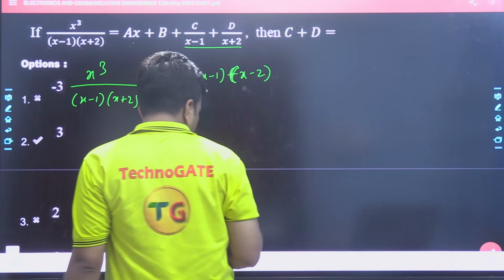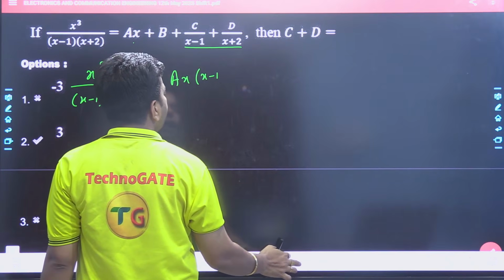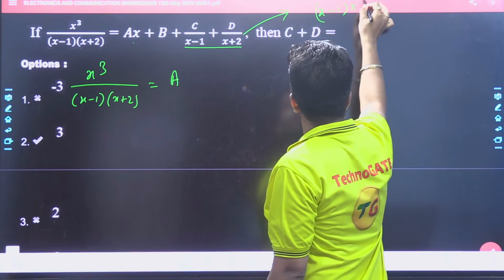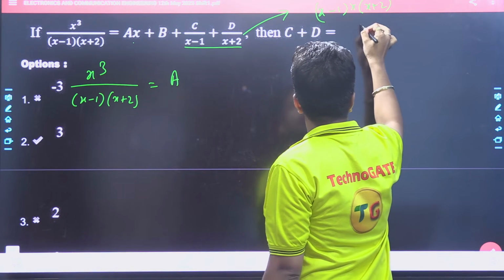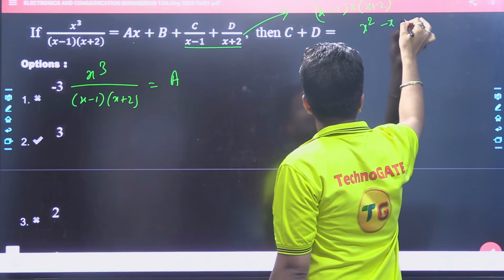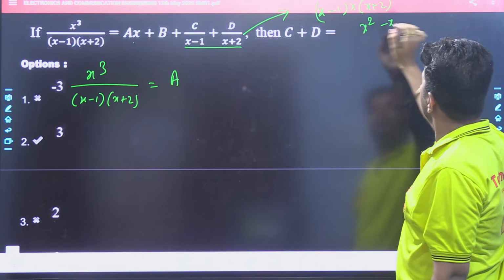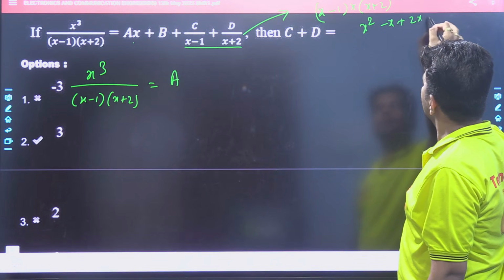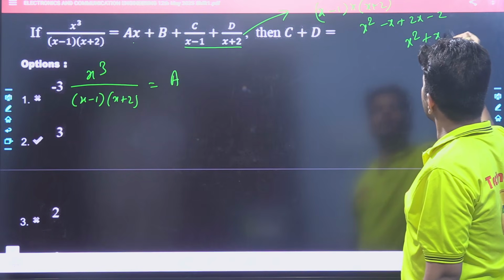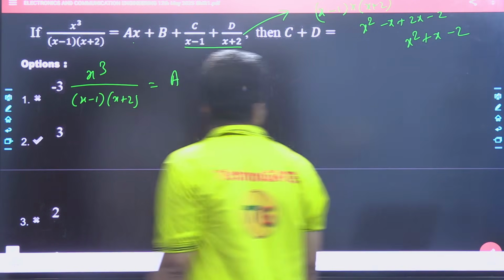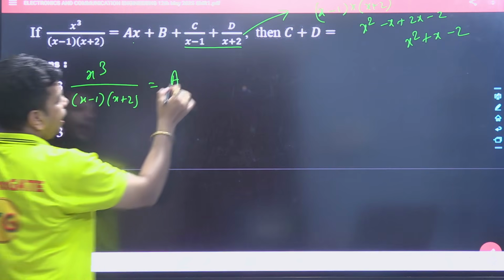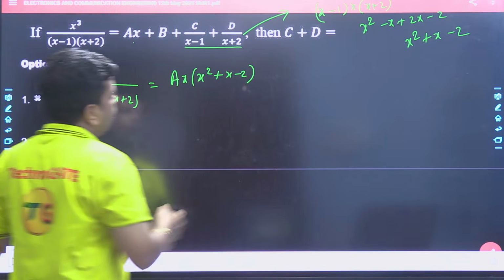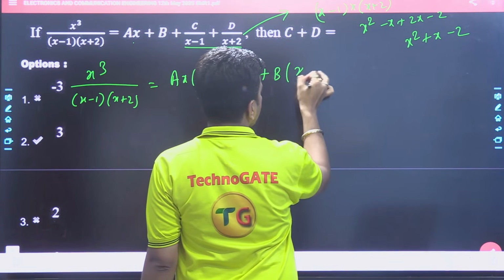Or we can do one more thing. We can solve this simply. x minus 1 and x plus 2, just solve that. x minus 1 into x plus 2 is how much? x square minus x plus 2x minus 2. So this is x square plus x minus 2. So in ax we need to multiply by x square plus x minus 2. In b we need to multiply by x square plus x minus 2.